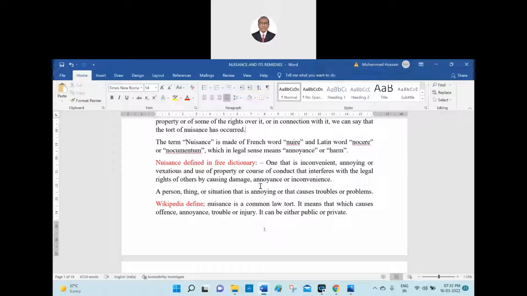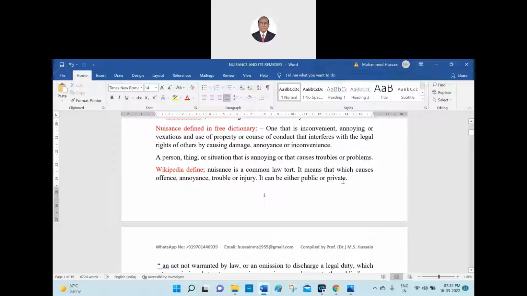Nuisance is defined in the Free Dictionary as one that is inconvenient, annoying, or a vexation, or the use of property or course of conduct that interferes with the legal rights of others by causing damage, annoyance, inconvenience, or discomfort. A person, thing, or situation that is annoying or causes trouble or problems is said to be a nuisance. Suppose you sleep in a cot, it has nallulu.